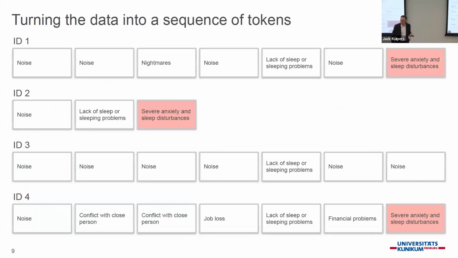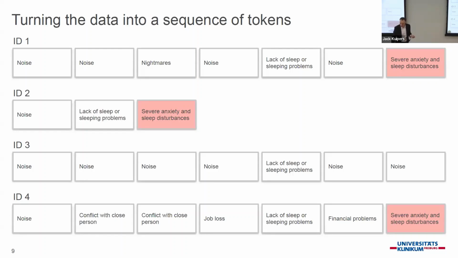And then you think about, hey, you take your data and you turn it into sequences. These are just hypothetical individuals, but you see what these individuals reported, this one here in terms of noise that may cause nightmares and sleeping problems, and then a more severe disturbance. Then you see another individual that maybe doesn't sleep well, but not because of the noise, but maybe more because of conflict with a close person and job loss. So I've been telling you the stories of these individuals, and you get the feeling you are already closer to language, which is what transformers have been very useful for.